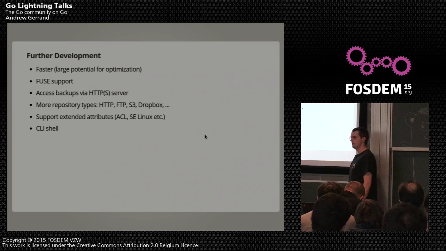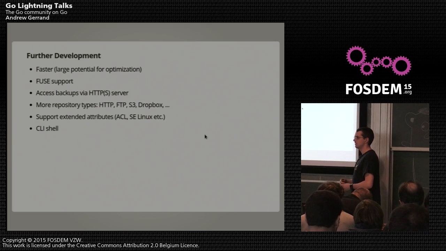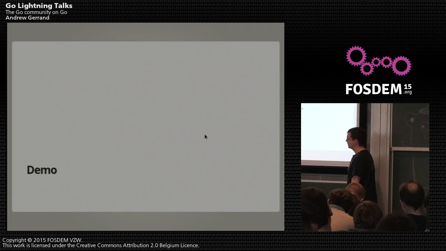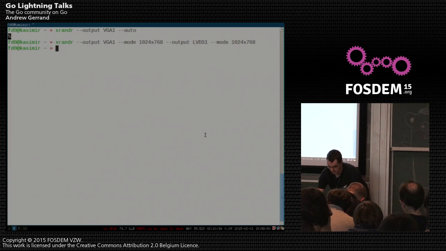And I would like to, at least for Linux, support extended attributes like ACL and so on, because this kind of stuff seems to be missing from all the other backup programs, and that shouldn't be so hard to include in the JSON file in the metadata or something like that. And I would like to include a CLI shell so you can type in multiple commands. So, a quick demo about that.